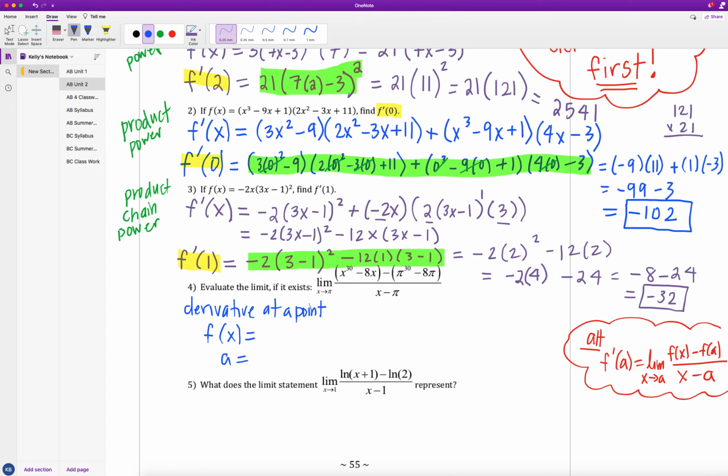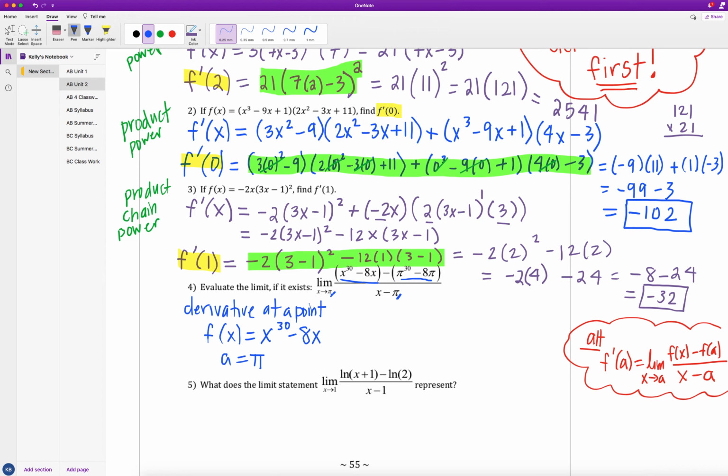So for this example, our f of x is going to be this x to the 30th minus 8x, this whole first part of that numerator. Since in our alternative definition of a derivative, I have f of x minus f of a. Now the a value is going to be pi, since that's what x is approaching, so x approaches a. I also have that pi there. I can also check and make sure that the second term in the numerator should be f of a, which would be f of pi in this case, and that is equal to that.